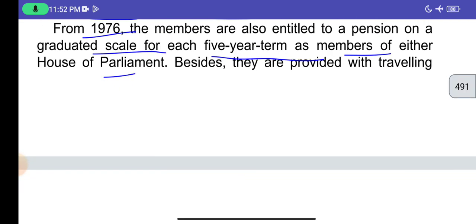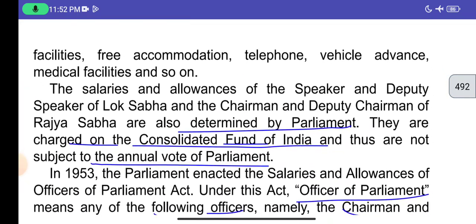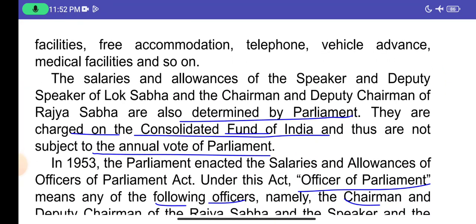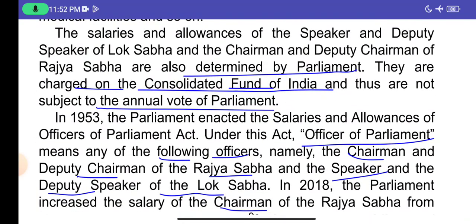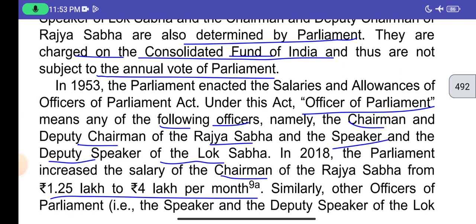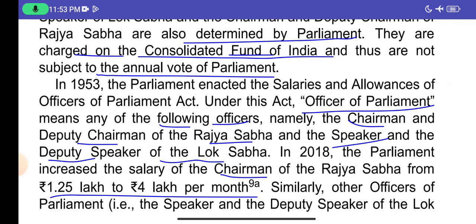Besides, they are provided with travelling facilities, free accommodation, telephone, vehicle advance, medical facilities, and so on. The salaries and allowances of the Speaker and Deputy Speaker of Lok Sabha and the Chairman and Deputy Chairman of Rajya Sabha are also determined by Parliament. They are charged on the Consolidated Fund of India and thus are not subject to the annual vote of Parliament.